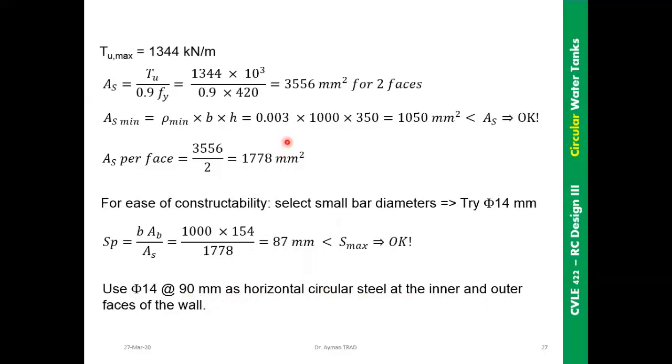Because we consider that the reinforcement will be distributed in the same manner. I don't have positive tension and negative tension here, like positive moment and negative moment. No, here I have ring tension that is uniform in the section. So we distribute the reinforcement half in the inner face and half in the outer face.